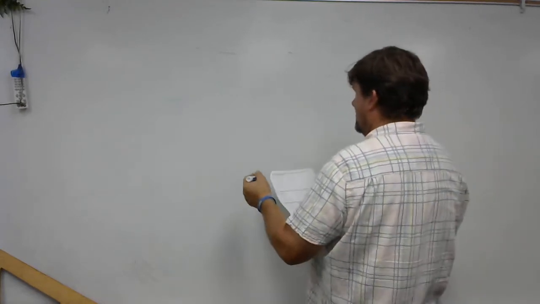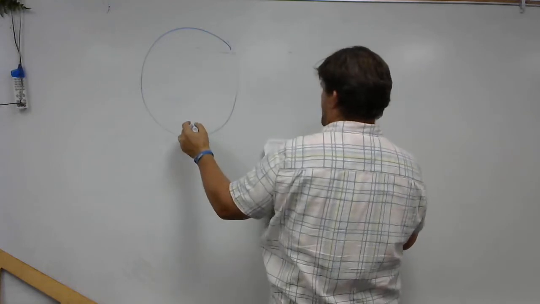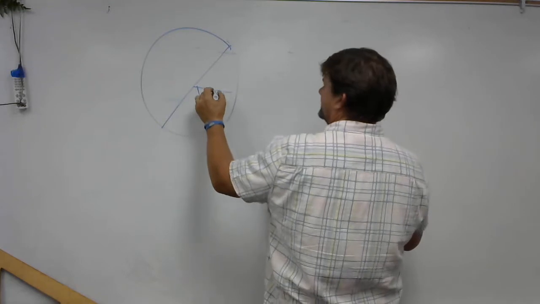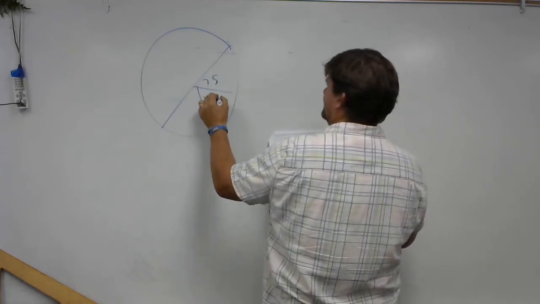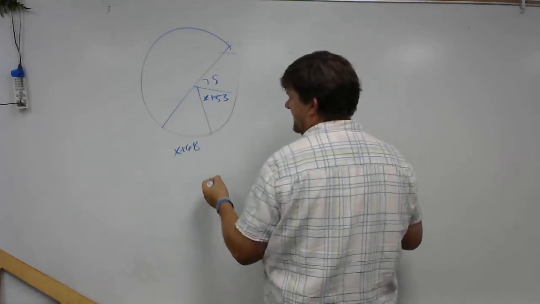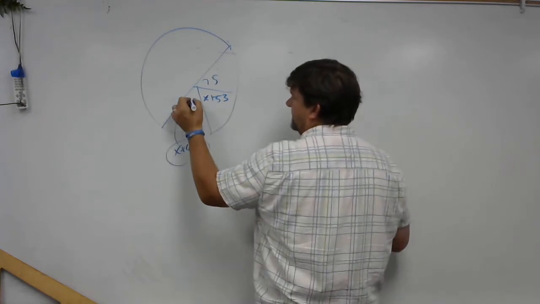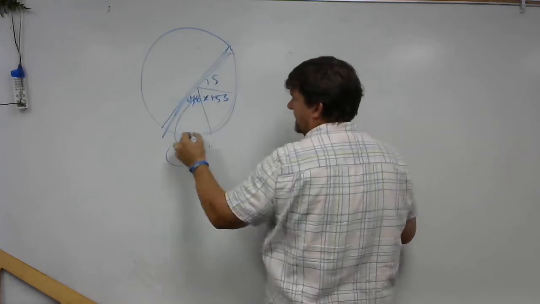So on this one, I'll just draw the circle really quick. And we're looking at something like this. So I've got 75 here. I have x plus 53 here. And I have x plus 68 out here. This angle is the same as the center angle. So this is x plus 68. This whole side is the same.